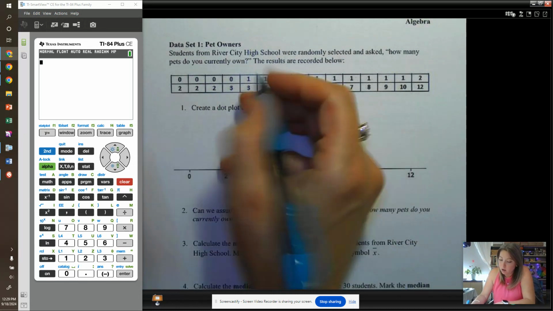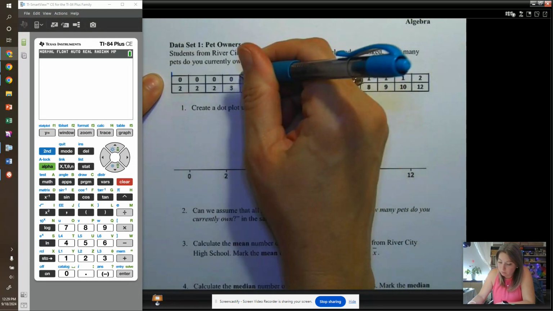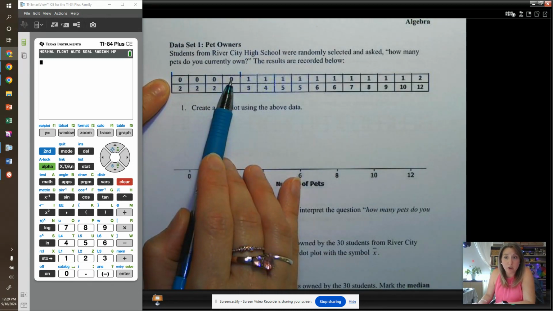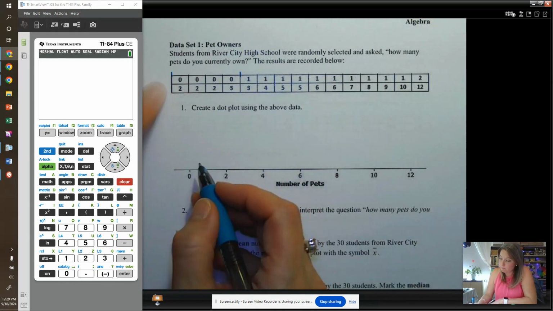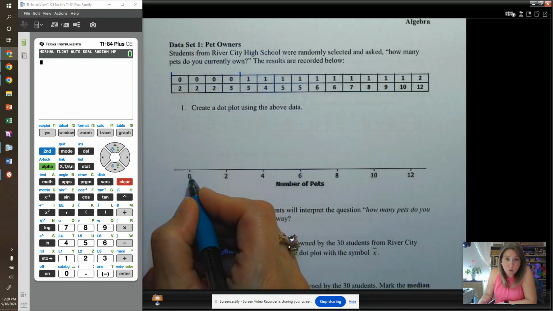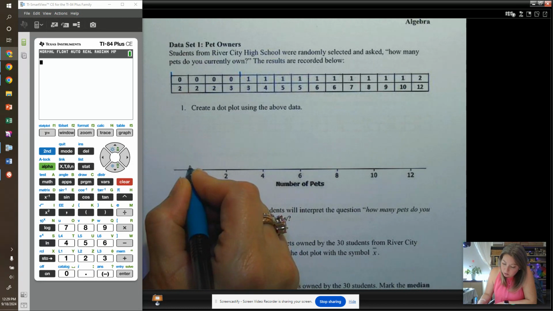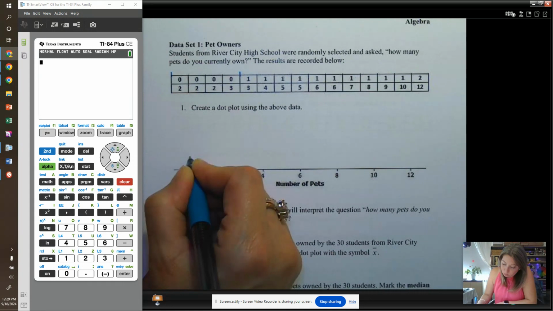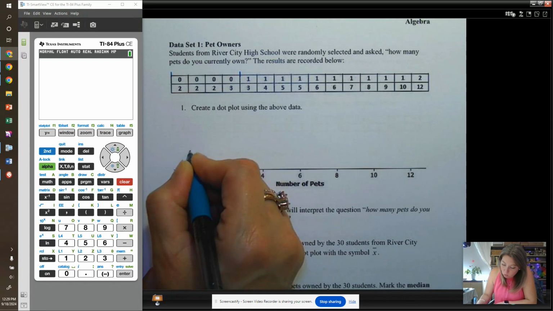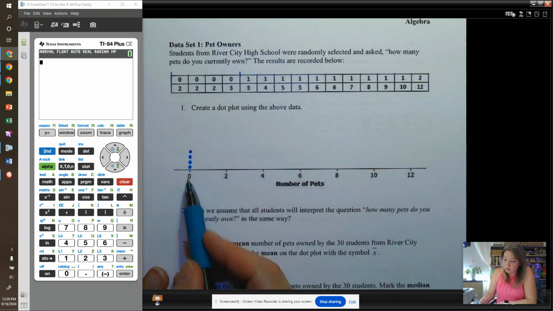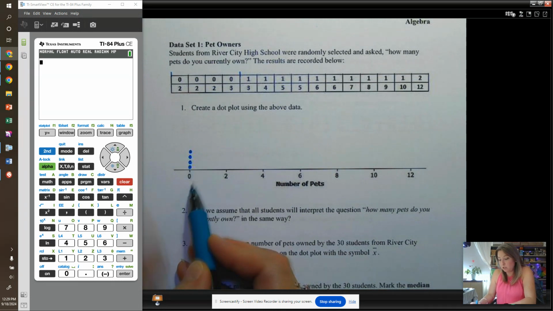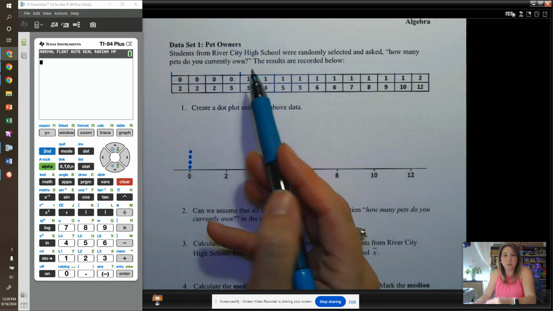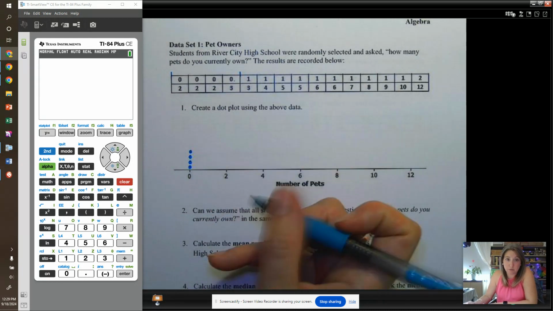Okay, I'm going to divide this into sections for myself. 1, 2, 3, 4 people said they own 0 pets. Okay? Over my 0 on my number line, I'm going to place 1, 2, 3, 4 dots in a vertical line up above 0. Each dot indicates the data value of 0 for this particular student that was asked how many pets they have.